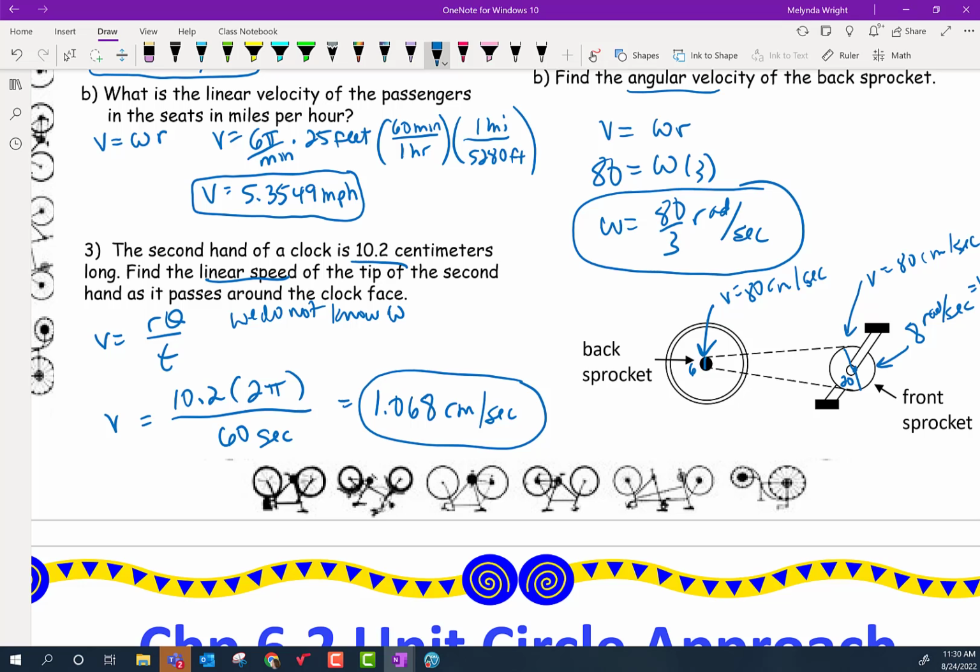Isn't that fun? You could go home and measure your clock. You could tell your parents, look, I can calculate the linear speed of the tip of this second hand. Yay. You're like, okay, no way. It's okay. All right.